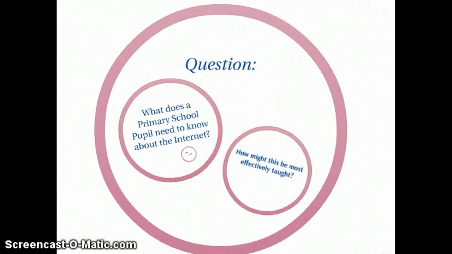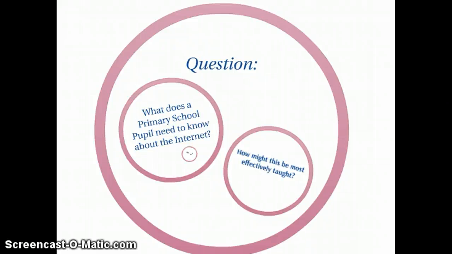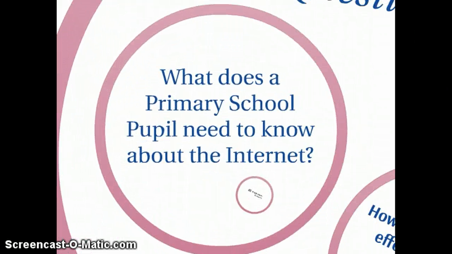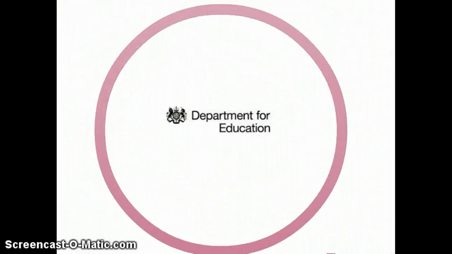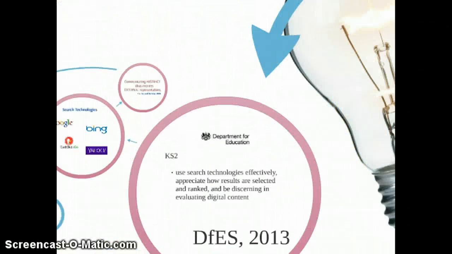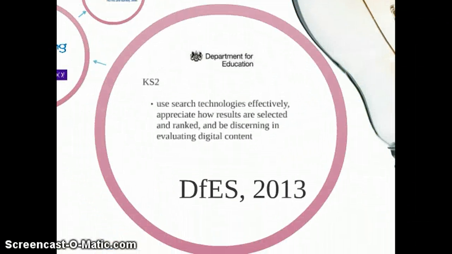In this video essay, I will attempt to answer 2 questions. What does a primary school pupil need to know about the internet, and how might this most effectively be taught? Well, the first question can be answered by referring to the current national curriculum, which is broken down into 4 parts regarding the internet. Search technologies.